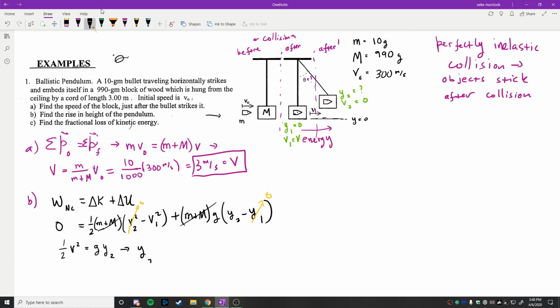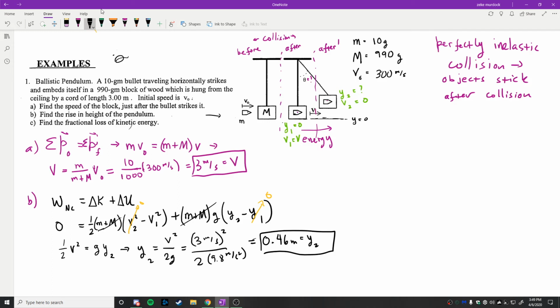So that means that y sub 2 is equal to v squared divided by 2g. So that's going to be 3 meters per second, that's what we found in the first part for v, divided by 2 times 9.8. And this one is equal to, so that would be the rise and height of the pendulum. Does that make sense? Does anyone have any questions?